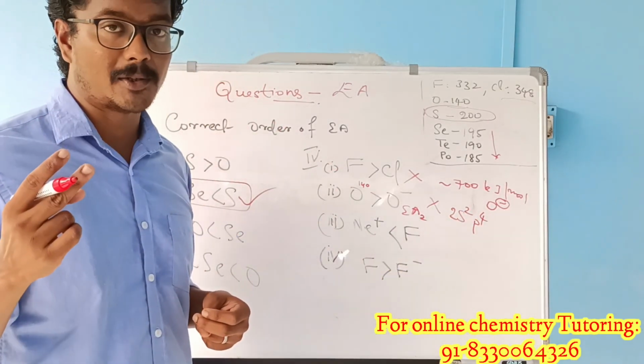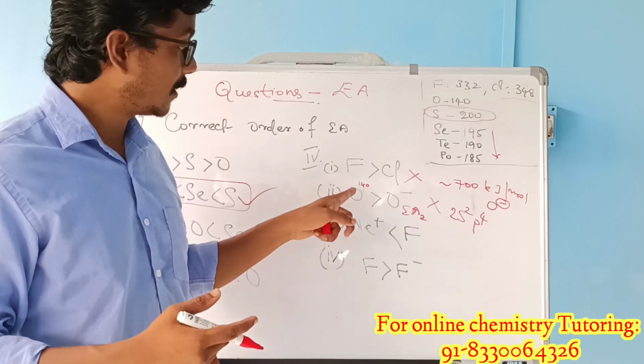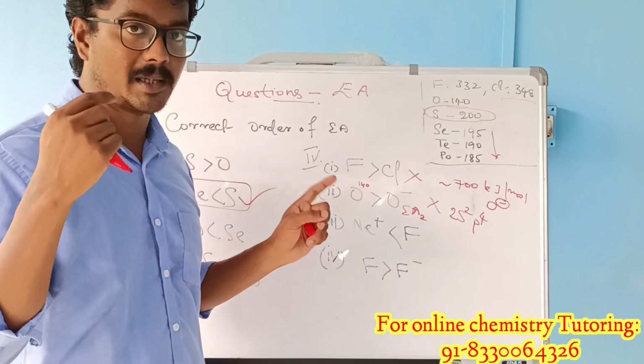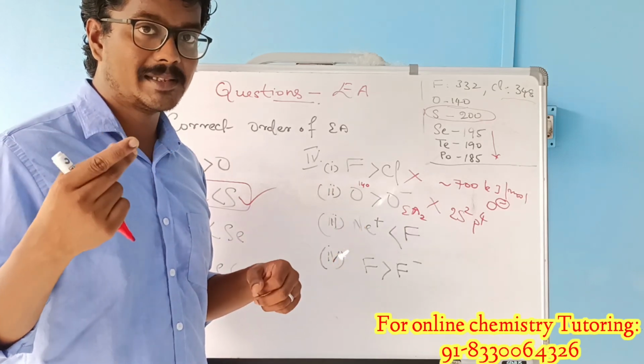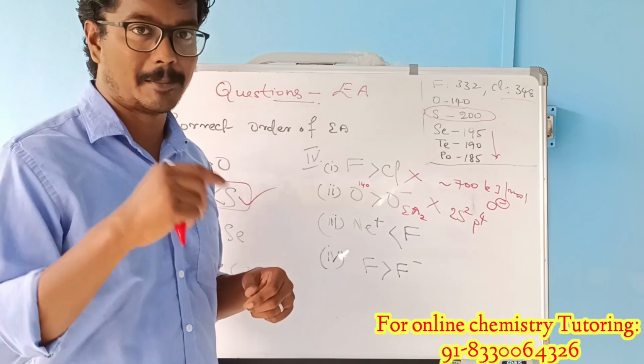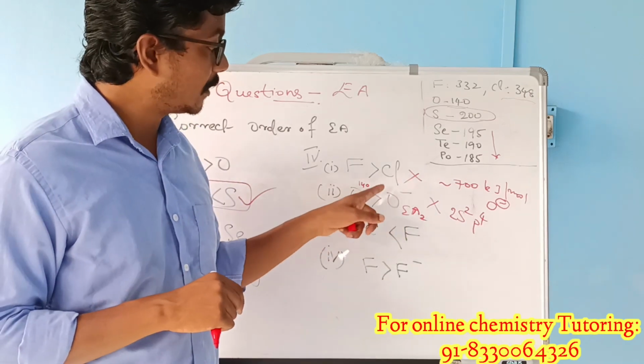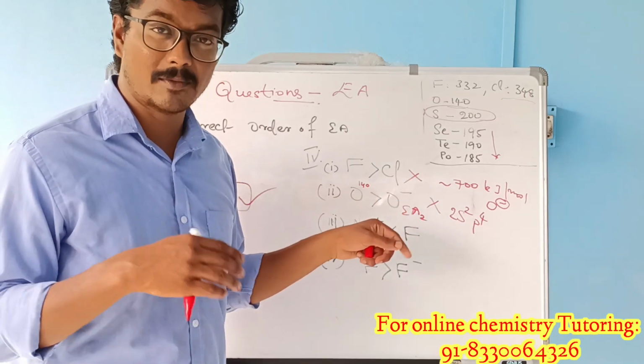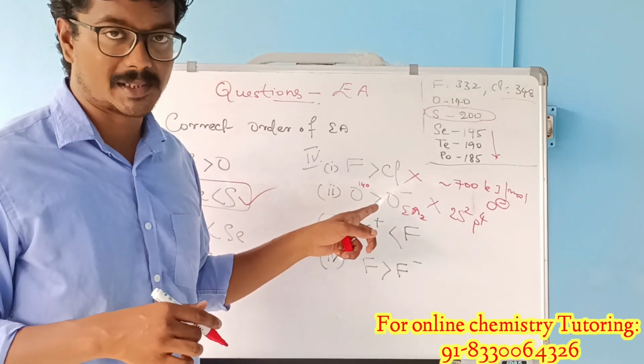Oxygen requires two more electrons to complete its octet. So if oxygen accepts one electron, it will become O minus. O minus will require another electron to complete the octet. So the electron affinity of O minus is obviously much higher than that of neutral oxygen.